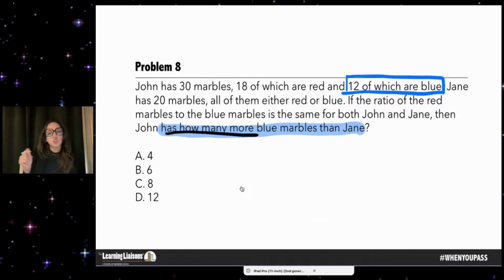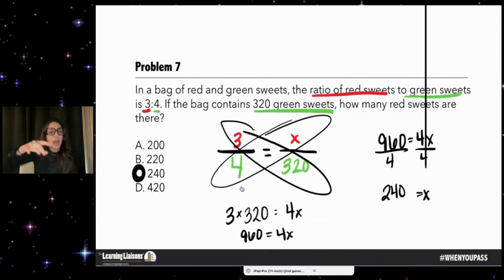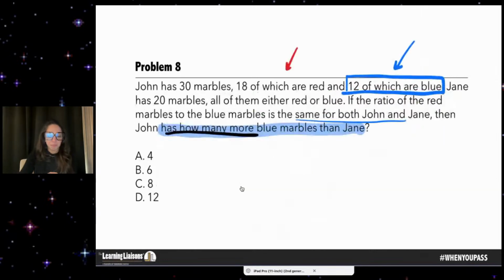But Jane has 20 marbles. All of them are red or blue. We don't know how many red, how many blue. I do know that there's going to be more red than blue because the ratio is the same for both John and Jane. But I don't know how many red or blue Jane has, but I do have the total. This right here is where I was talking about how we're going to have to set it up differently.